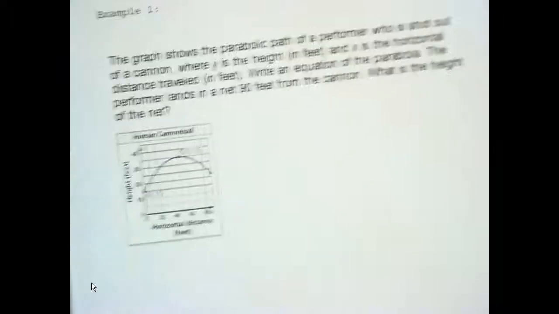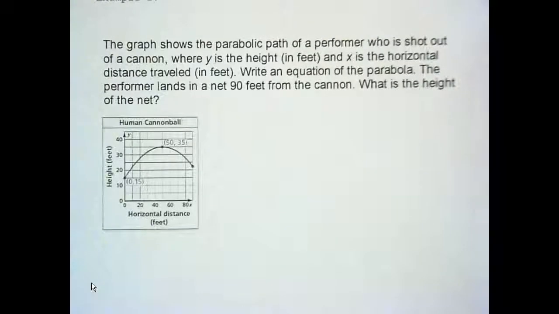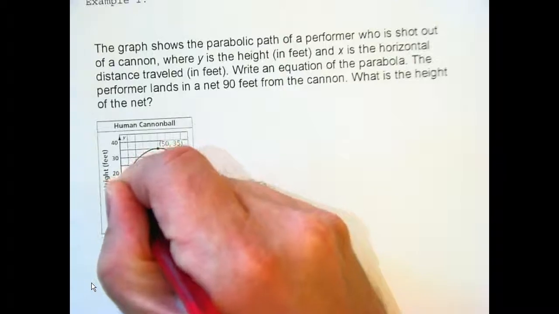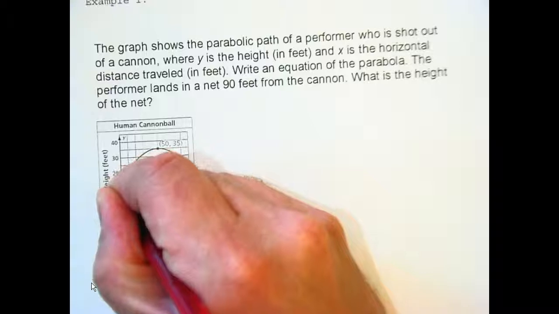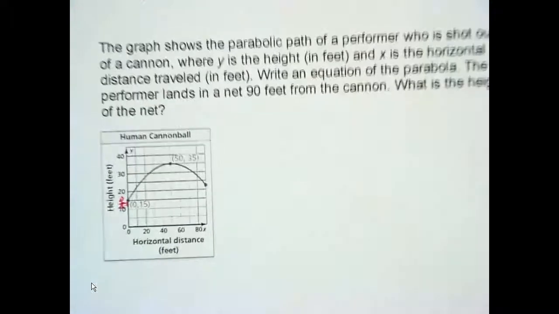Here's your problem. The graph shows the parabolic path of a performer who is shot out of a cannon. So this is the dude. I know, they're shot out of a cannon. They're all happy, happy, joy, joy about being shot out of a cannon.